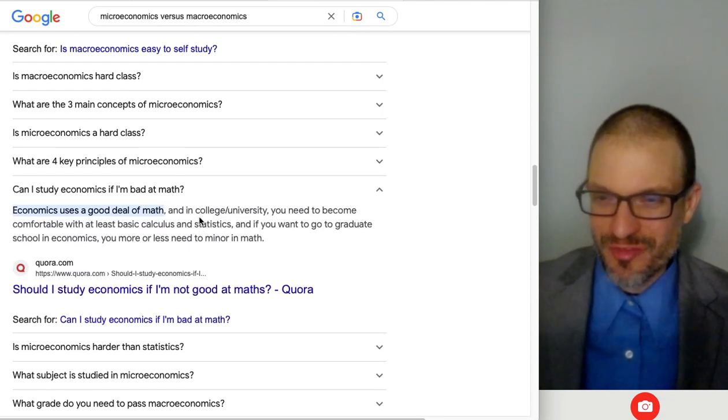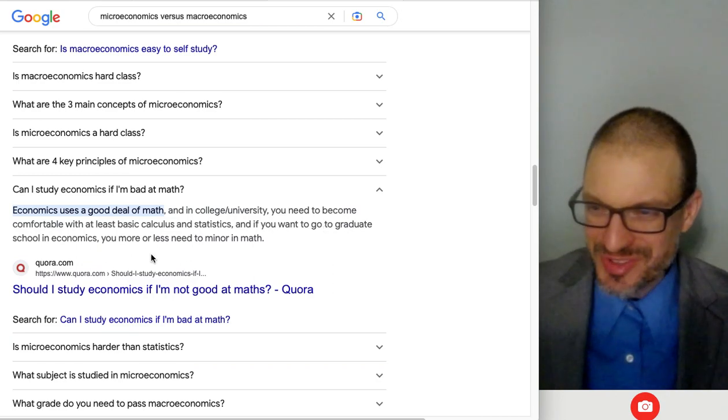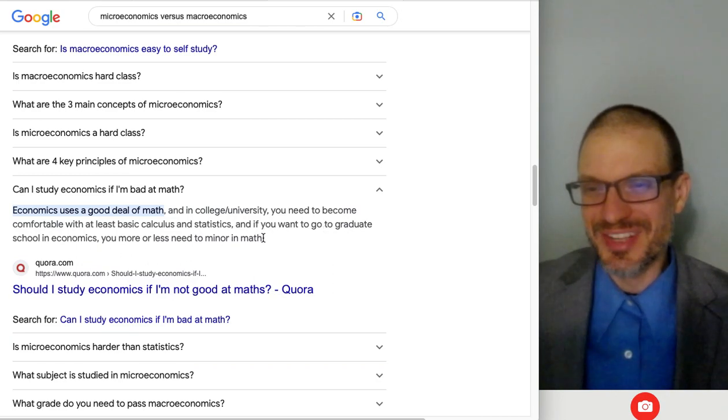Economics uses a good deal of math. In college and university, you need to become comfortable with at least basic calculus and statistics. If you want to go to graduate school in economics, you more or less need a minor in math.